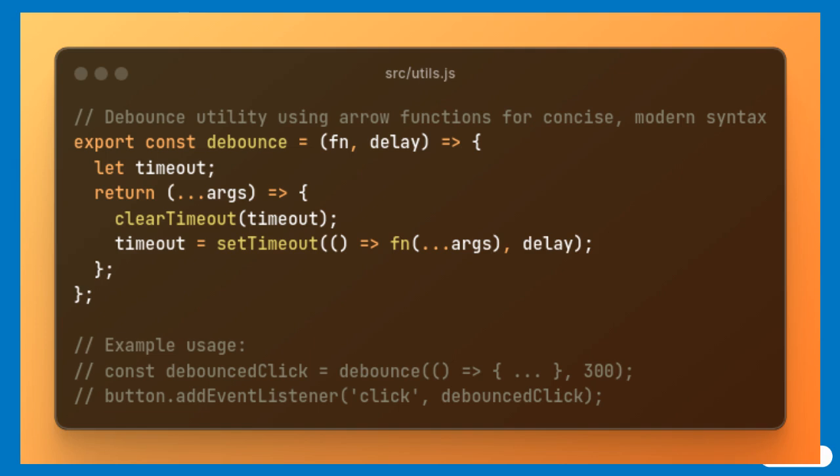This utility file provides a generic debounce function using arrow function syntax for both the returned handler and the internal logic. Such a utility is commonly used to optimize event handler performance, ensuring that a function is not called too frequently in response to rapid-fire events. The debounce utility can be imported and applied to event handlers in the main application code for scenarios like search input, window resizing, or scroll events.